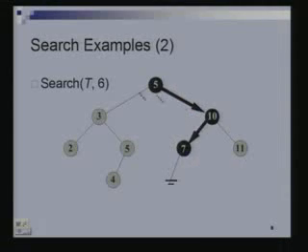Because if it were there, it has to be here. It has to be in the right subtree of this node because 6 is larger than 5. It has to be in the left subtree of this node because it's less than 10. It has to be in the left subtree of 7 since it is less than 7. So if 6 were there, it had to be here, and since it is not here, it's not there.